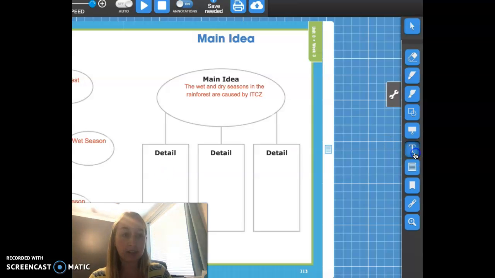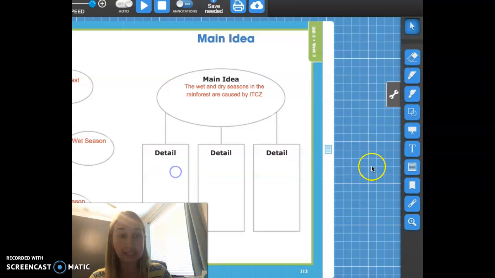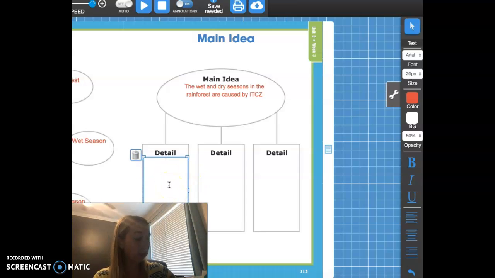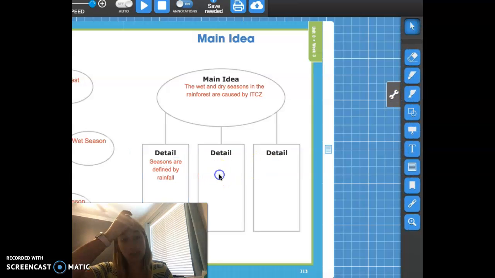And now we're going to go to the details. What are some details that support this main idea? What are some things that we learned about the ITCZ that we can talk about as supporting details to the main idea? What do you guys think? Go ahead and look back at your passage if you need to. How are the seasons defined in the tropics? Are they defined by hot and cold, or rainfall or sunshine? What do you guys remember? That's right. Seasons are defined by rainfall. Good job, guys. Go ahead and pause your video and write your sentence. And then we're going to talk about the second detail that supports our main idea.